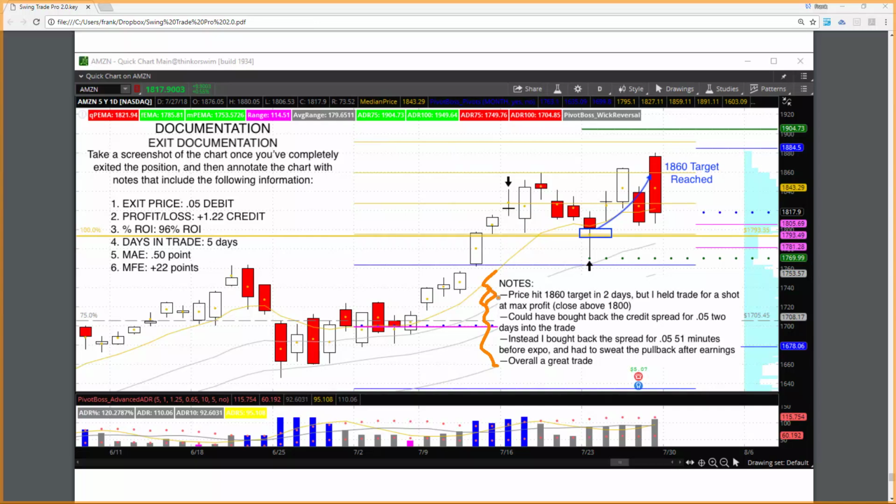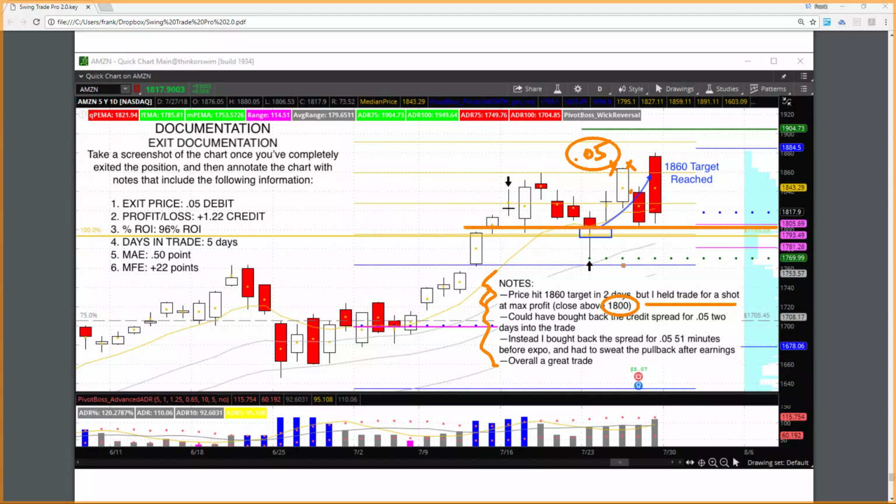Number 1, price hit the 1860 target in 2 days. So it hit that target in 2 days, right? But I held the trade for a shot at max profit, which is basically a close above 1800. And remember, I sold the 1800 put, and here we are 60 plus handles away from that level. Instead of buying it back for a nickel and being done with the trade, I said, I'll just let it expire worthless. And then I won't have to pay commission on the trade, and everything's fine.